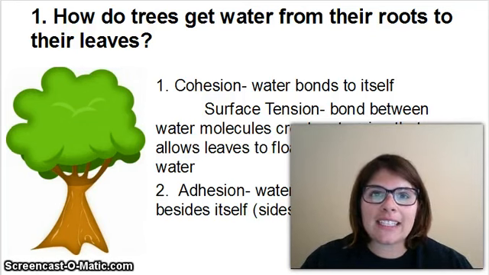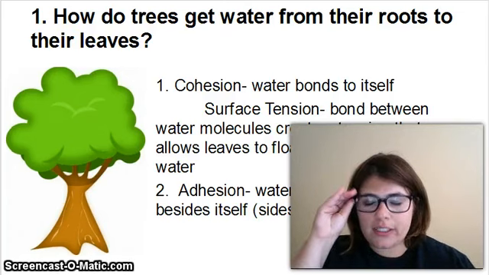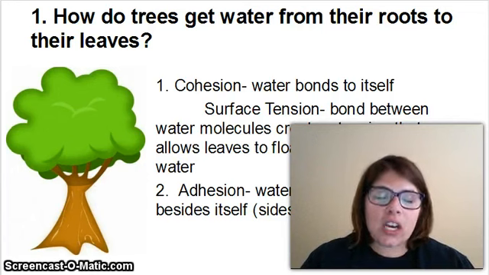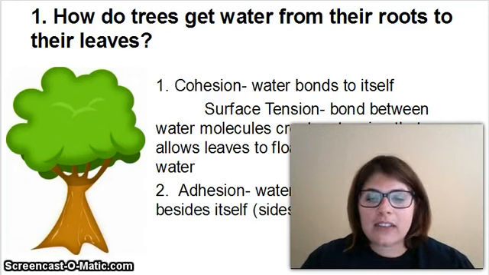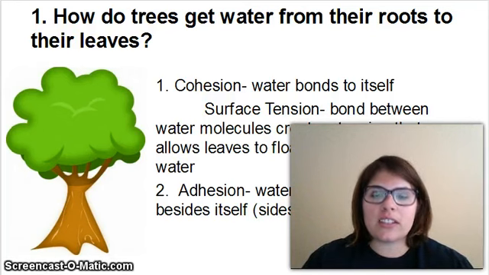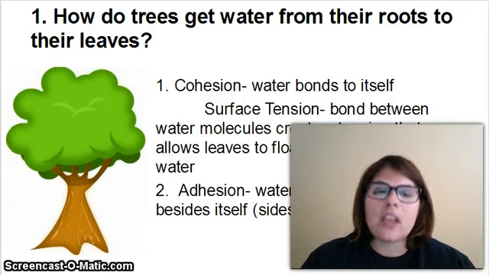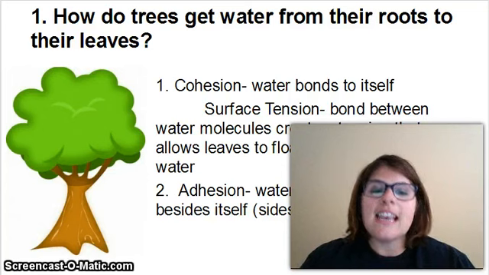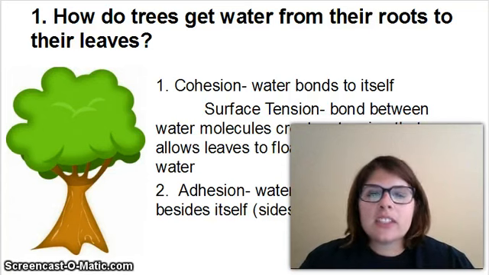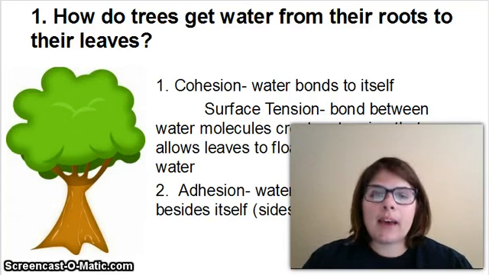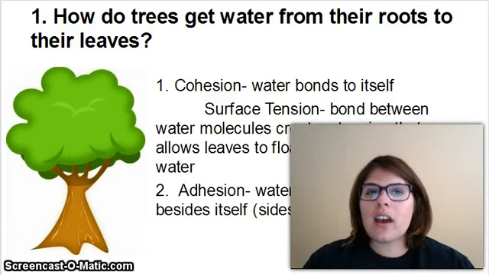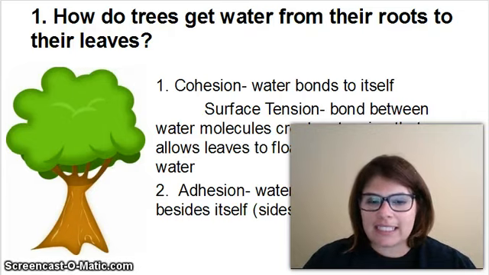We also have adhesion. So the water doesn't just bond to itself, but it also bonds to the tree trunk. It has to get up to the top, and it needs help besides itself. So it's going to bond to the sides of the trunk to get up to the top. So both the adhesion and the cohesion are going to be forces that help move water up the tree. These are going to be used in other processes, but one of them that we use is getting water from the root of a tree to its leaves.